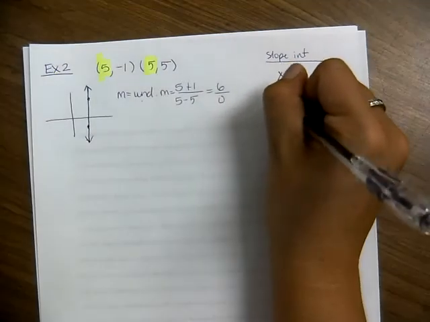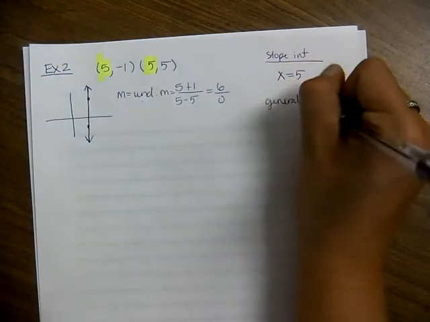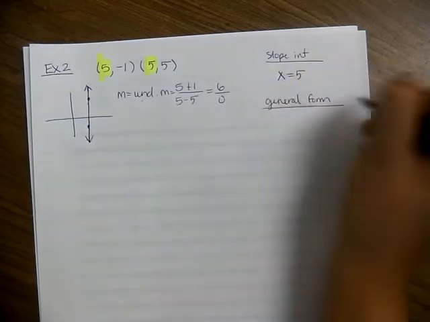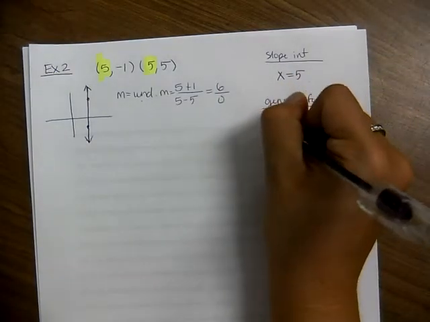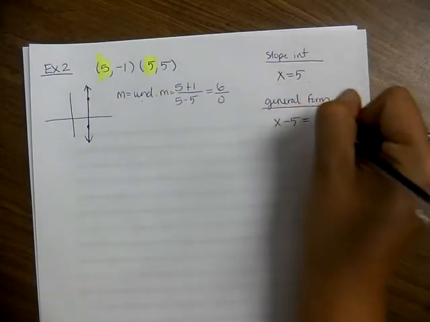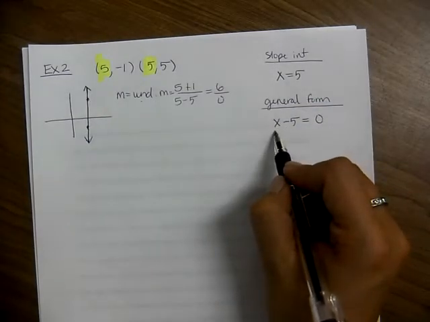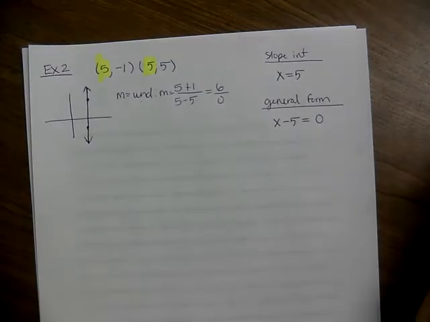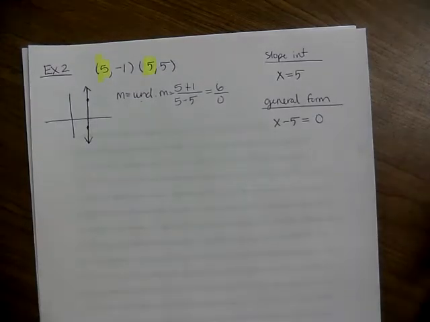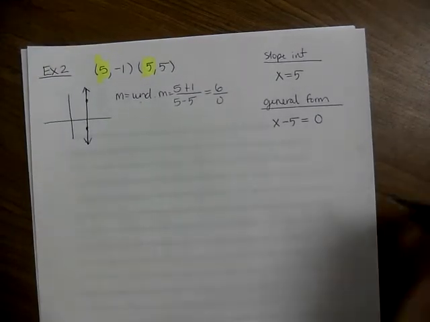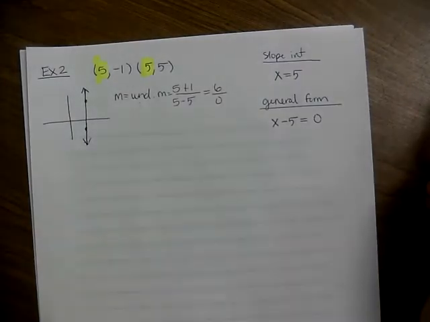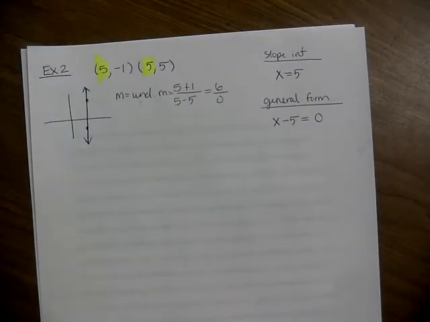The only other form I can do is general, because with general form you have to move everything to one side. Well, I can do that here. I get x minus 5 equals 0. My x is positive, so that's good. My a value is positive. I have no fractions, so I follow the rules. You can't put this into point slope form because you can't plug in an undefined slope. So that question would be done.